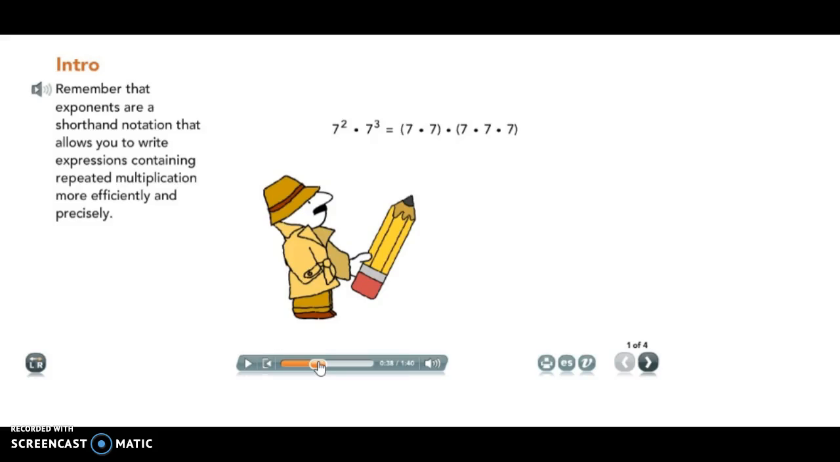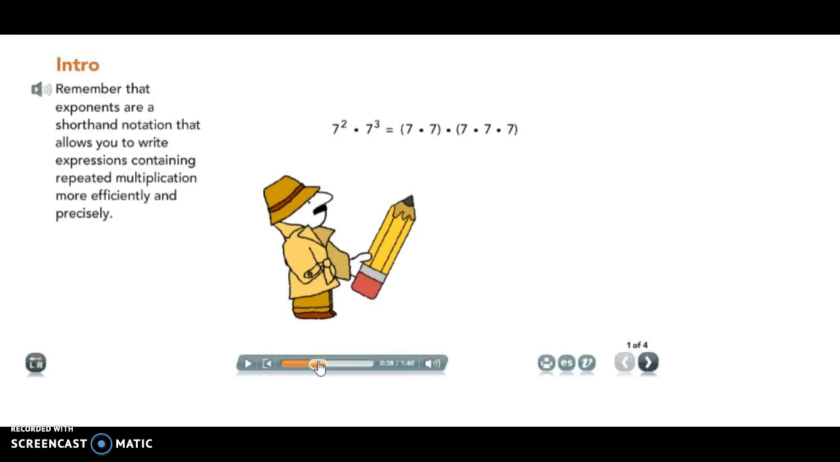This is for 3.3, Exponents and Multiplication. So first we are going to look at what this would be. We're going to remember that exponents are a shorthand notation that allows you to write expressions containing repeated multiplication more efficiently and precisely. So like I've told you before, mathematicians don't always like writing things out, so they shortcut stuff.